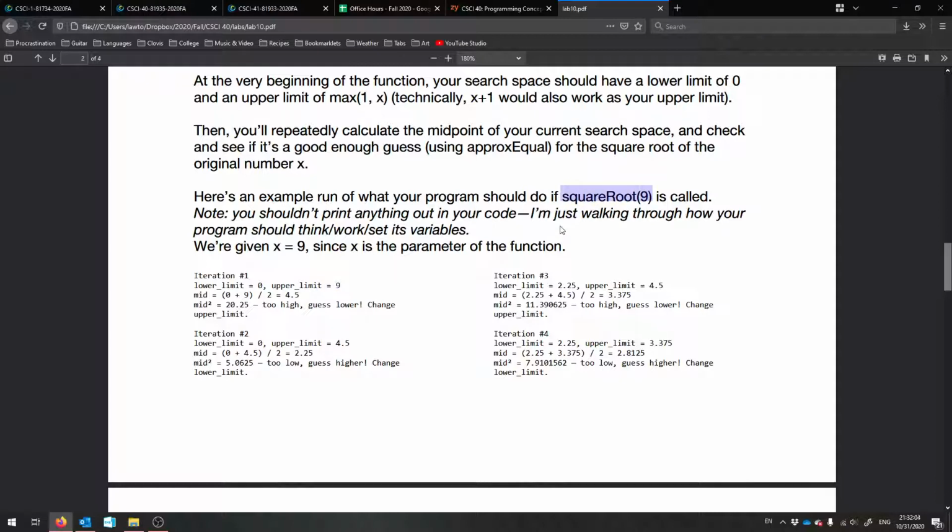That should work for every number, right? So x is 9. Lower limit 0, upper limit 9. We're going to calculate the midpoint. That's 4.5. And then to see if we were in the right spot, we're going to square the midpoint. Okay? That is the key.